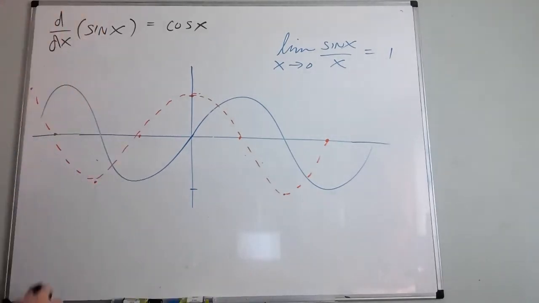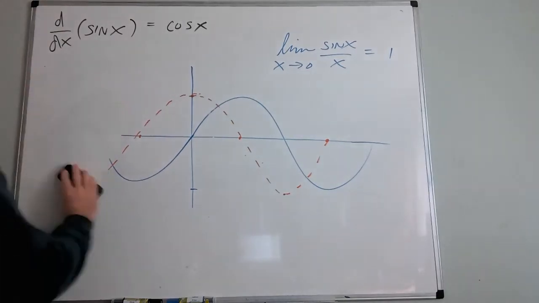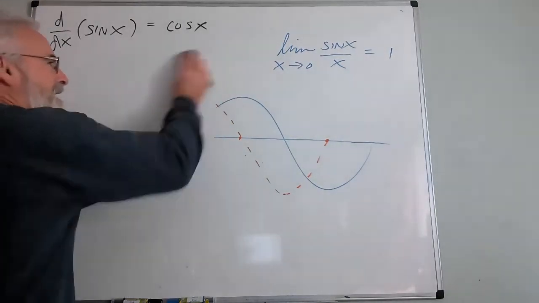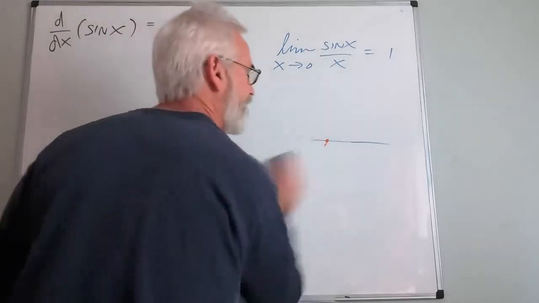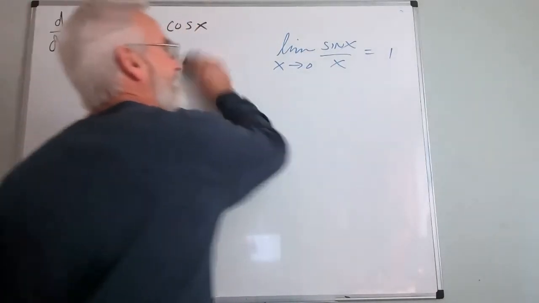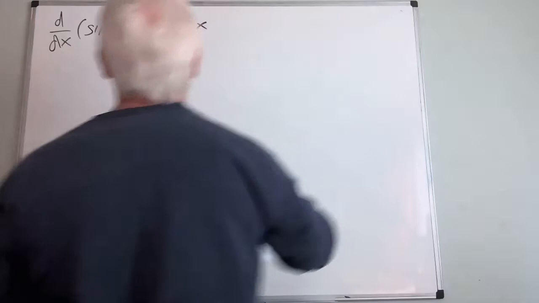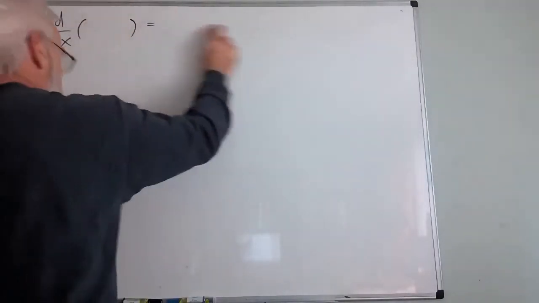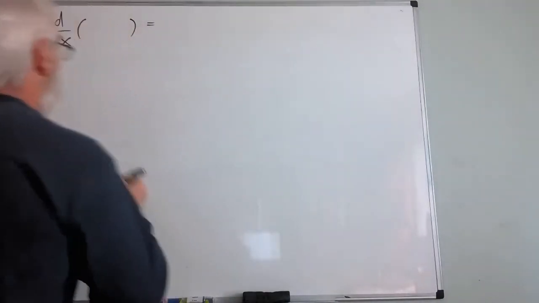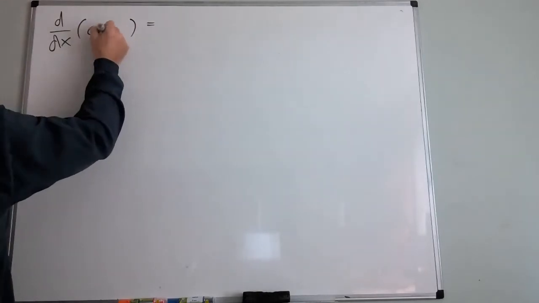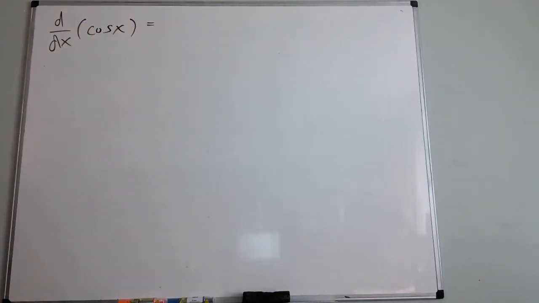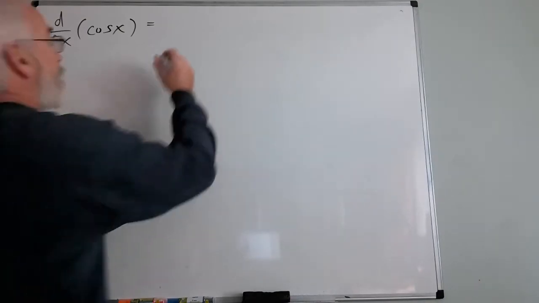So if the derivative of the sine is the cosine, what do you suppose the derivative of the cosine function would be? Well, it kind of makes sense that it probably should involve the sine function in some way. So let's try that one. Let's do this derivative. Now, just like the sine function, I'm going to need to start with the definition of the derivative.